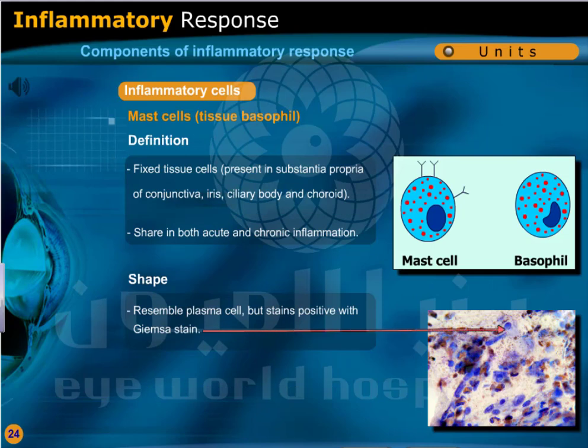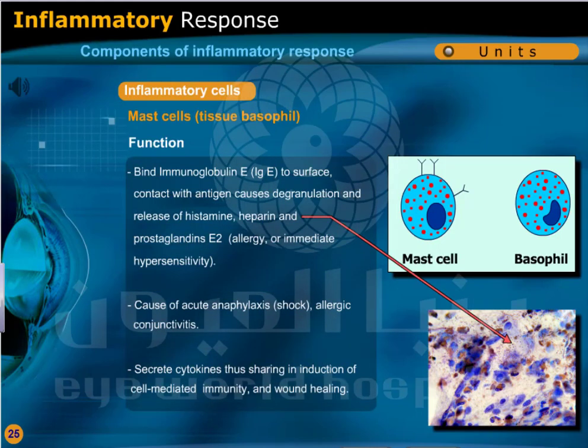Mast cells, or tissue basophils. They are fixed tissue cells present in substantia propria of conjunctiva, iris, ciliary body, and choroid. They share in both acute and chronic inflammation. They resemble plasma cells, but stain positive with Giemsa stain.